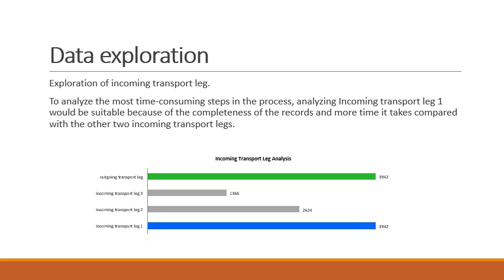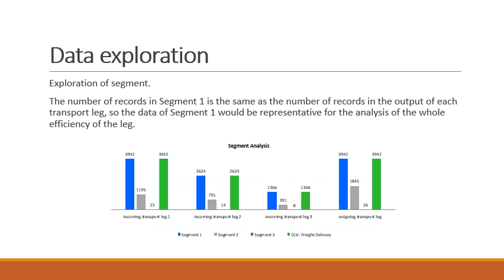Then we go down to explore the segments under each incoming transport leg. Although there can be multiple segments under one leg, in our case, there are only 4 segments in one leg, both for incoming transport leg and outgoing transport leg. Segment 1, 2, 3 refer to the RCS, DEP, and RCF in the business structure, and DLV is the last step shown in the chart.